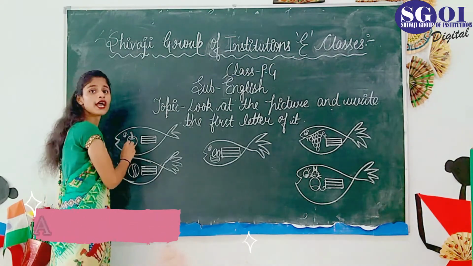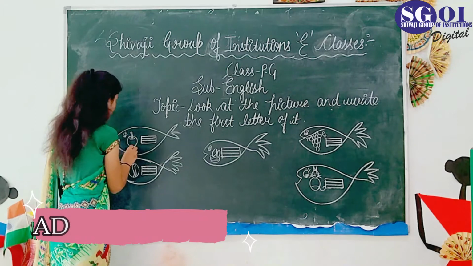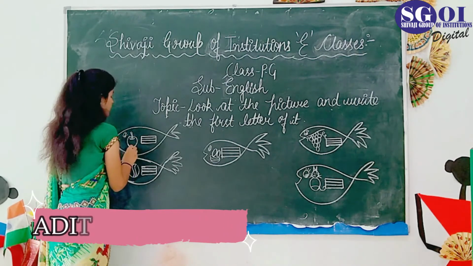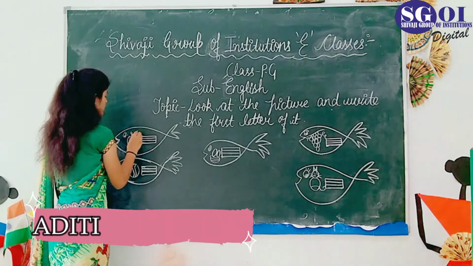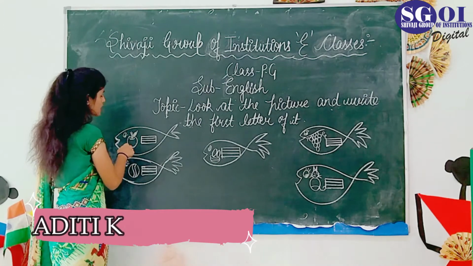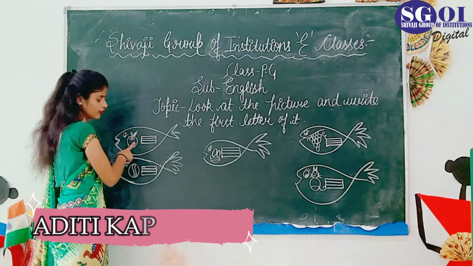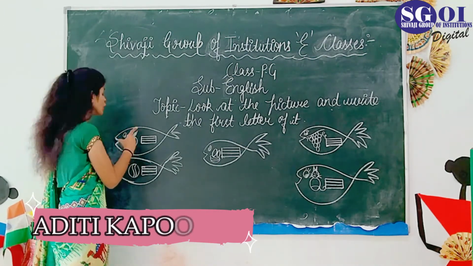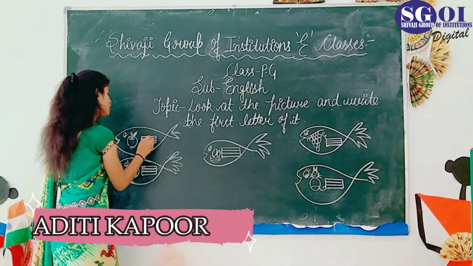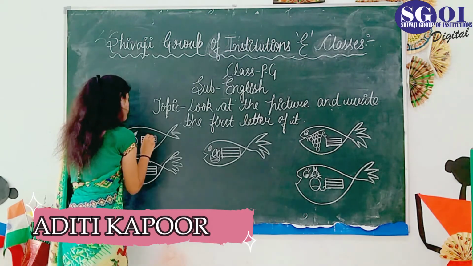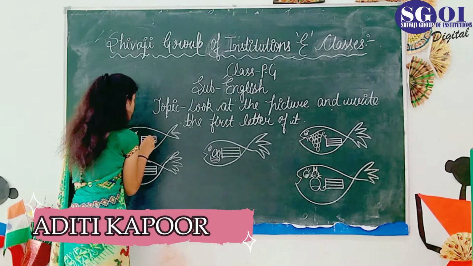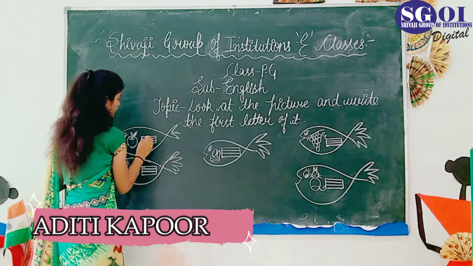This is A for apple. Which picture is this? This is apple. This is the picture of apple. So we write over here A for apple, just like this.